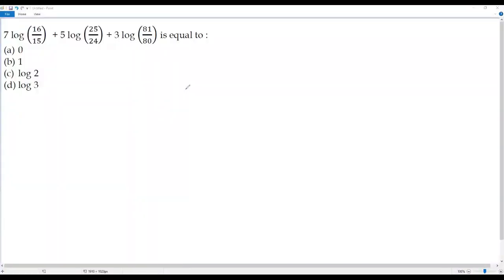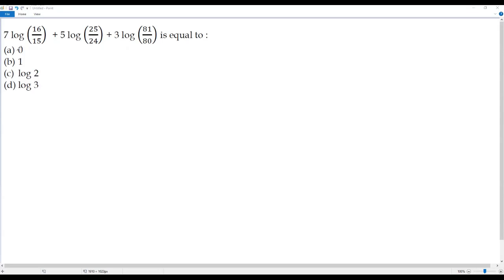Here we have a problem on logarithm. That is, we have to evaluate the given logarithmic expression. To evaluate it, first I am going to find an equivalent expression for each logarithm we have in this expression.